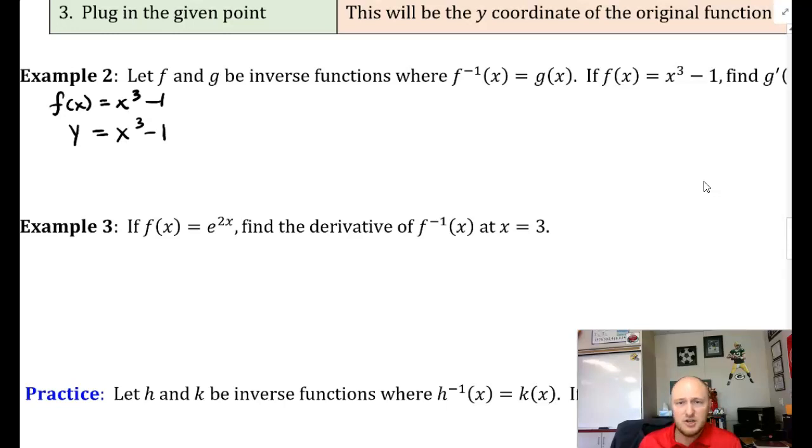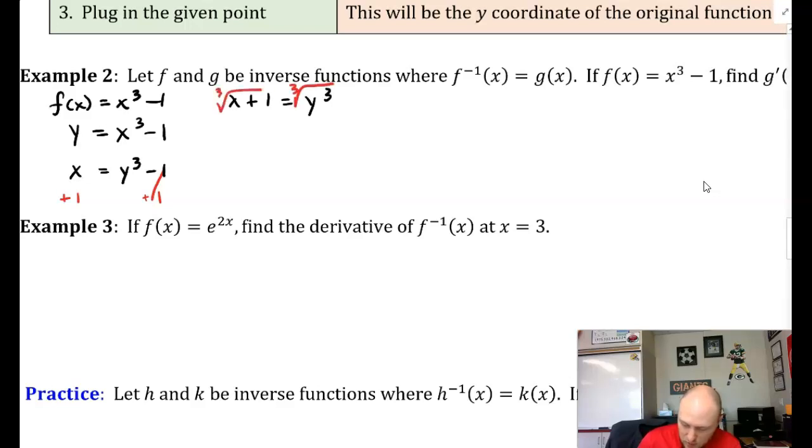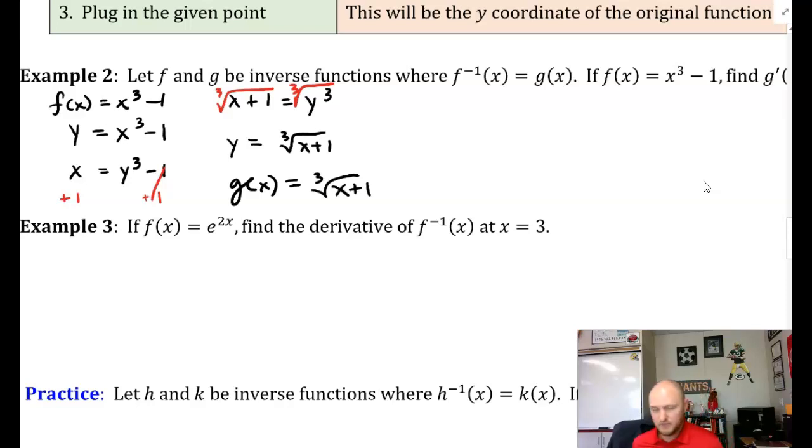So I set my equation equal to y, I switch x and y, and then I'm going to solve for y. I'll add 1 to each side. x plus 1 is equal to y cubed. I'll take the cube root of x plus 1 on both sides. So y is equal to the cube root of x plus 1. This is g of x, the inverse. That is step number 1.